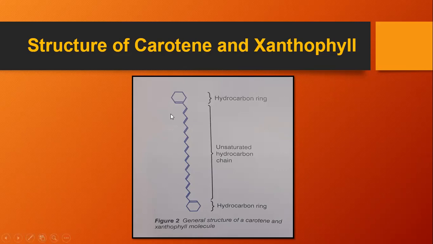So there are two hydrocarbon rings which are linked with each other through this long hydrocarbon chain. Generally we say that the greater the number of double bonds in the hydrocarbon chain, the deeper is the color. We are talking about these double bonds which are present in the hydrocarbon chain. So this was all about the structure of carotene and xanthophyll.